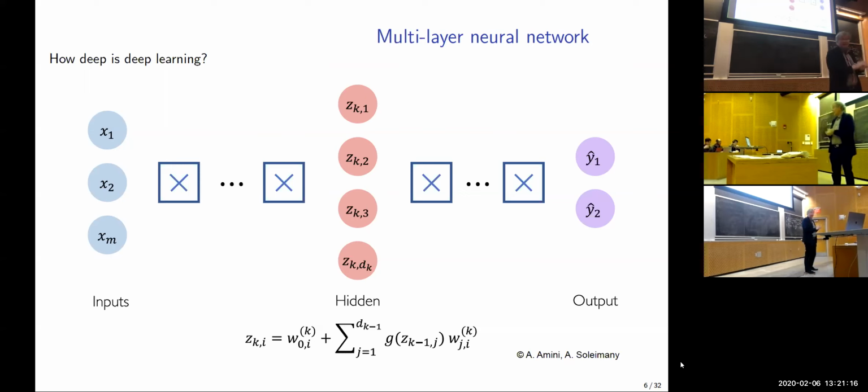The reason is that if you have linear outputs, you can collapse them all into one layer simply by combining the weights together. So a multi-layer network only makes sense when you have nonlinear outputs after each layer. Otherwise, you could collapse layers together. Can you repeat that sentence? A multi-layer network only makes sense when you have nonlinear outputs after each layer. Otherwise, you could collapse layers together into an equivalent combined layer. Okay.